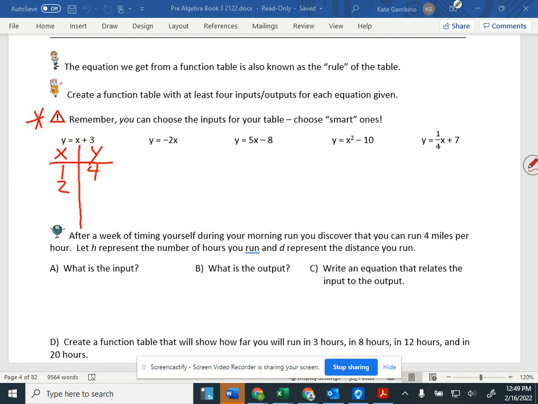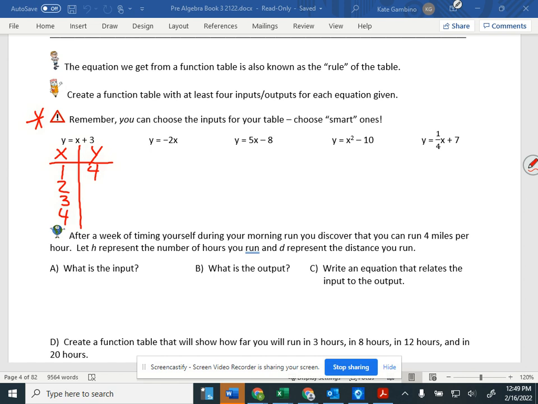2. I like to keep it simple. 0, 1, 2, 3. 1, 2, 3, 4. Okay. If it is an easy equation that you're working with, do numbers one right after another. Then you can see that pattern easily and quickly.